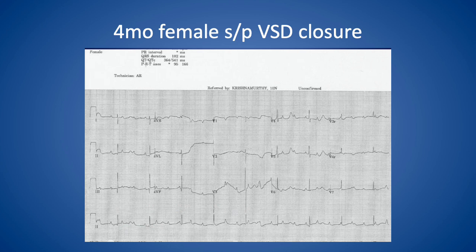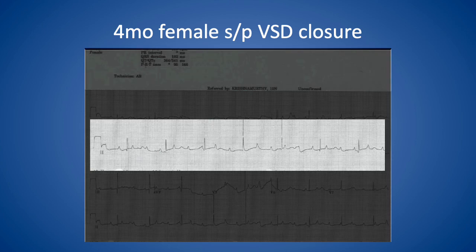You have a 4-month-old female status post a VSD closure. If we look at lead 2, you can see the QRSs marching along independently, and you also have these P waves marching along independently as well. Each of these P waves is not conducting appropriately, so these are completely disassociated, and this would be an example of complete heart block.